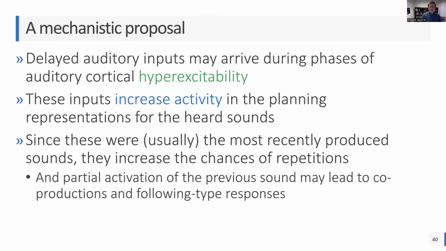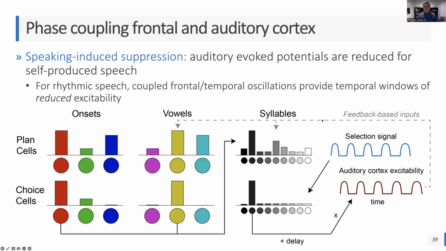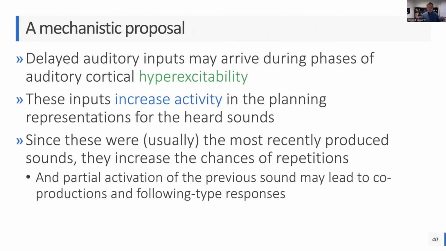Okay, so here's the mechanistic proposal, that the delayed auditory inputs arrive at these periods of auditory cortical hyperexcitability. This in turn increases the activity in the planning representations for the heard sounds. So basically going back to this, the feedback-based inputs can give extra activity to the plan representations of syllables or vowels, preferentially those units because they have so much auditory saliency. Since these inputs that are hitting the auditory cortex at strange times are also the most recently produced sounds, then they really increase the chance of sound repetitions to occur.